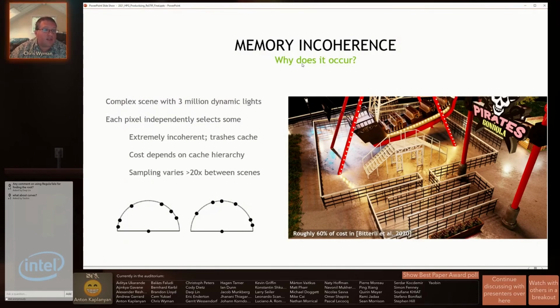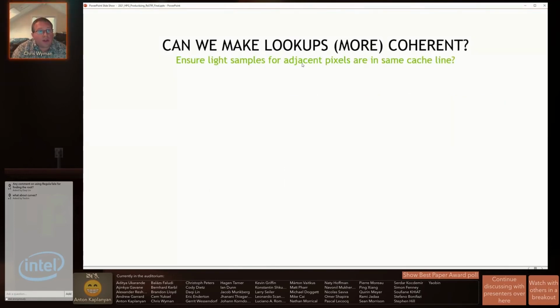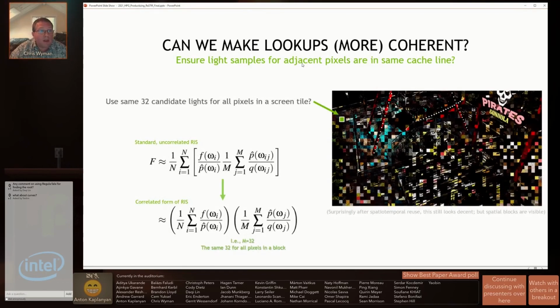And in fact, this meant that the cost now depends on the cache hierarchy on your GPU and how the scene fits into cache. And that's not an ideal situation. So the question we asked was, can we make lookups more coherent and ensure the light samples for adjacent pixels are in the same cache line? And this could improve performance, especially in these heavy scenes, quite a bit.